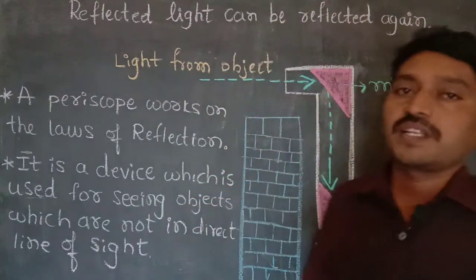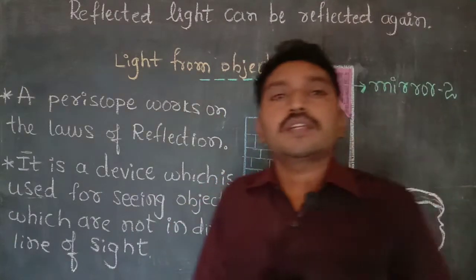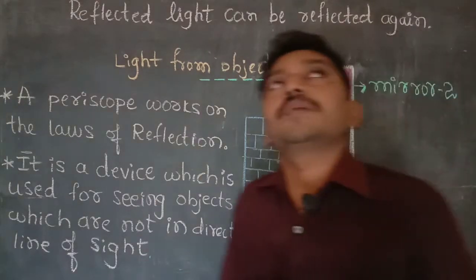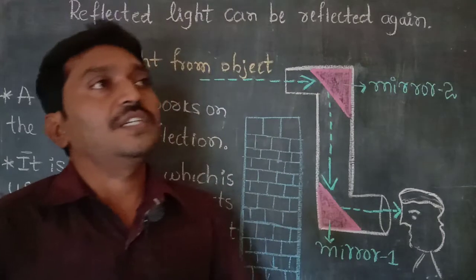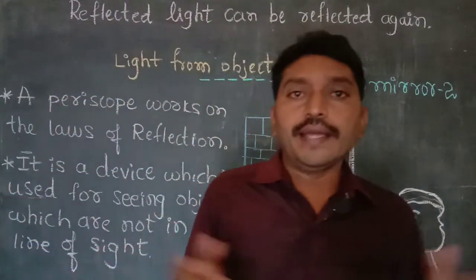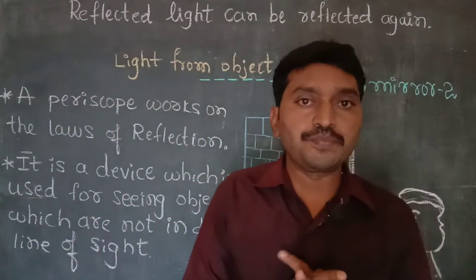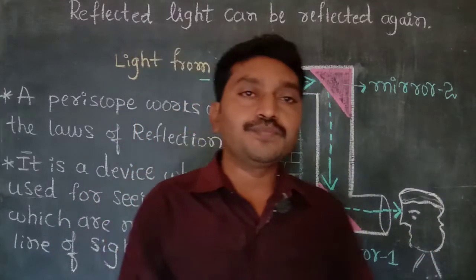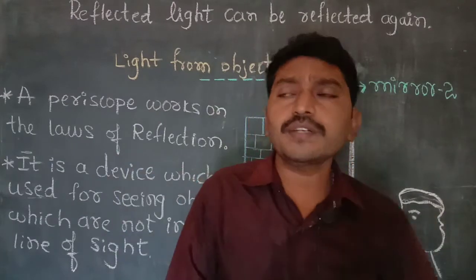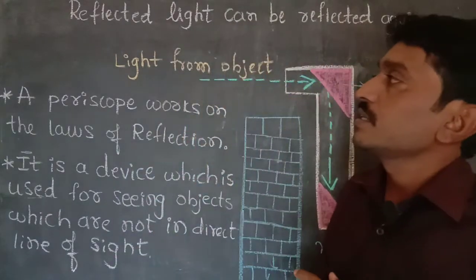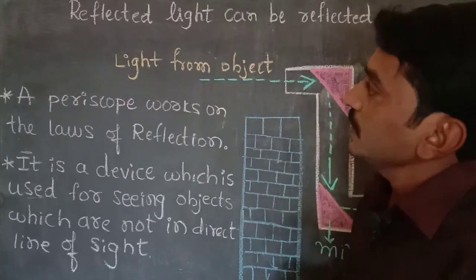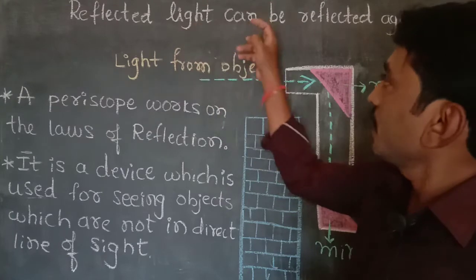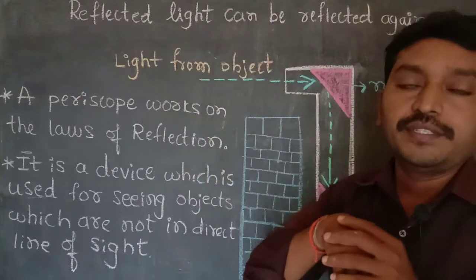Welcome to science class. In the last class we already discussed some important concepts related to light, their reflection, laws of reflection, how light travels, and some other important concepts. Now let us discuss one more important concept, that is, reflected light can be reflected again.